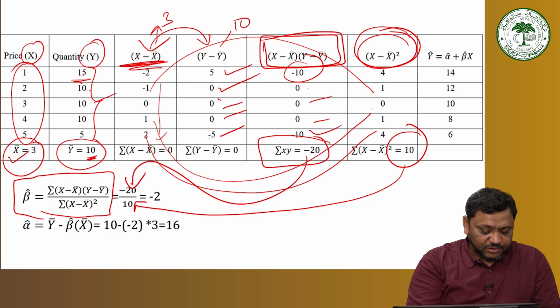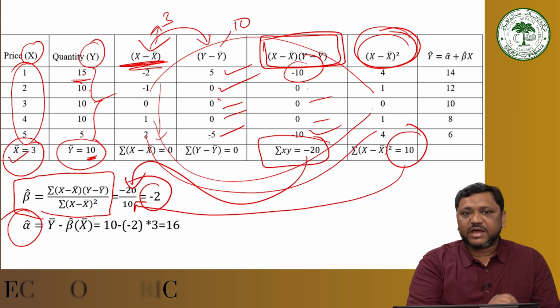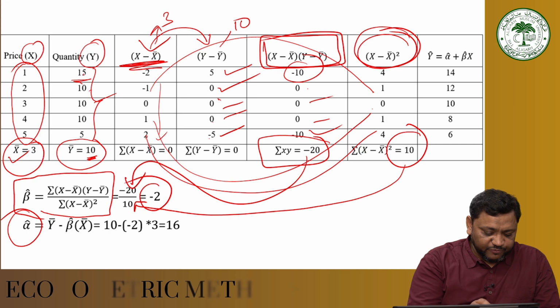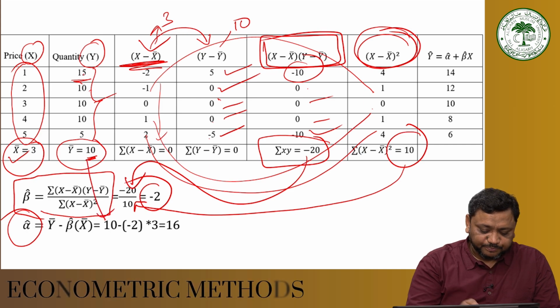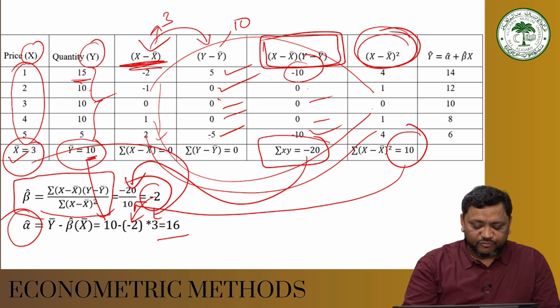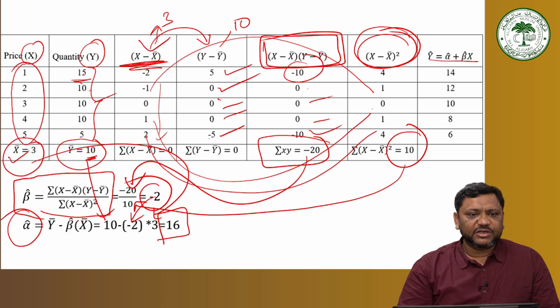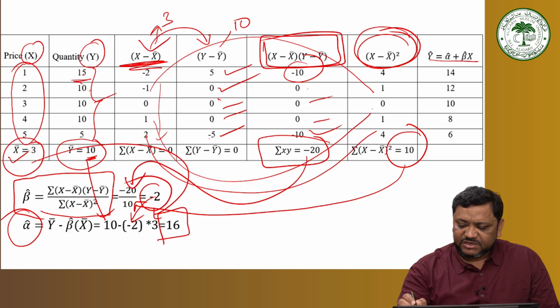Next, we have done the calculation of alpha hat. The formula for alpha hat is y bar minus beta hat, which we have just calculated, multiplied by x bar. So y bar is 10, beta hat is minus 2 and x bar is 3. When we do the calculation, it is equal to 16. Using this, we can write our estimated regression equation: y hat is equal to 16, the value of alpha, minus 2, the value of beta, multiplied by x.